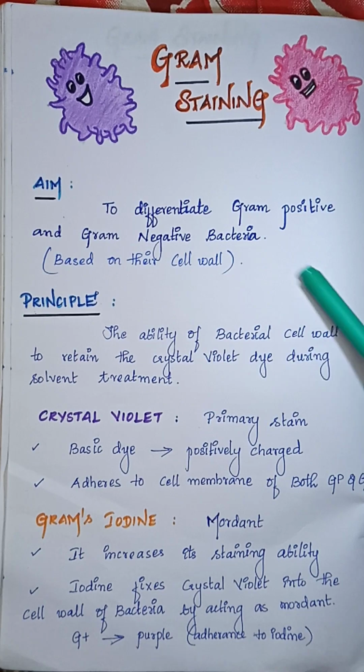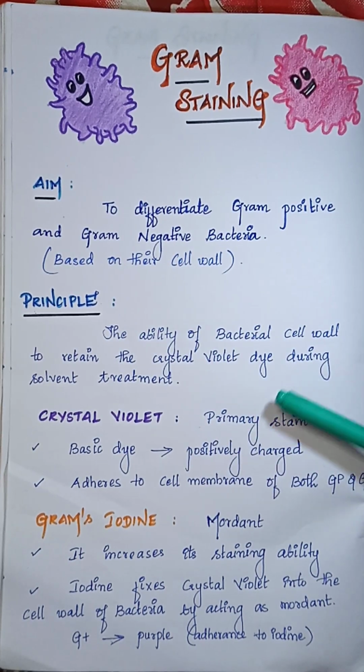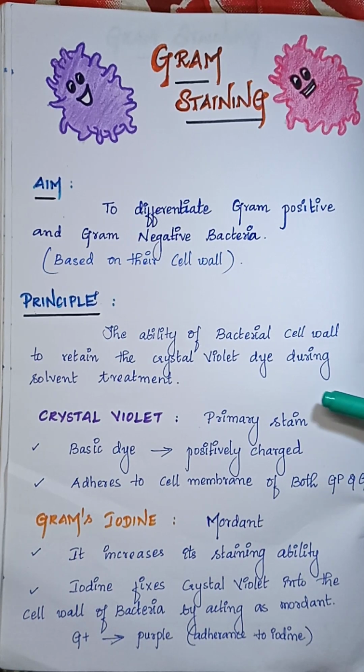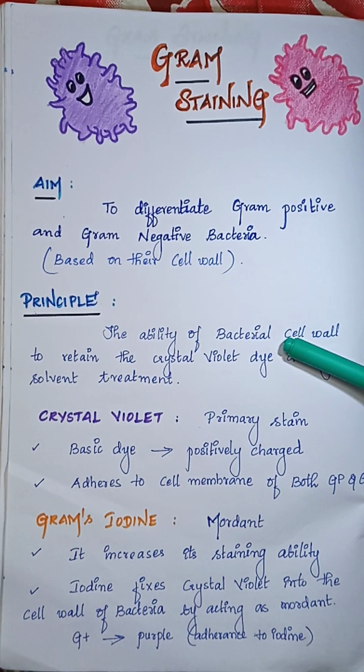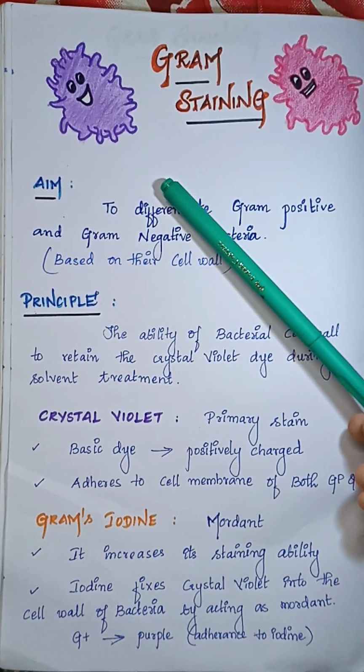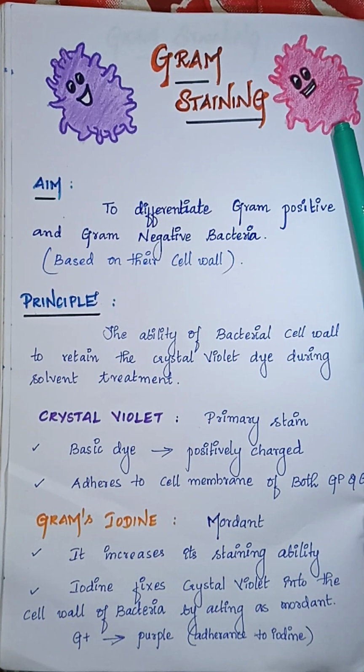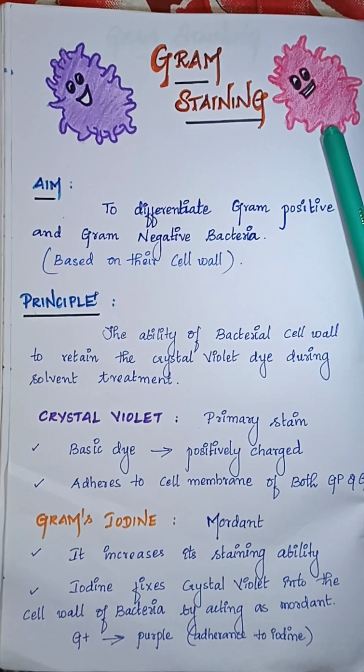In this gram staining process, we'll be using certain dyes which can stain the bacterial cell. Let's see one by one and its principle. The basic principle of gram staining is it stains the bacterial cell wall purple if it is gram-positive bacteria. If it is gram-negative bacteria, it will appear in pink color.